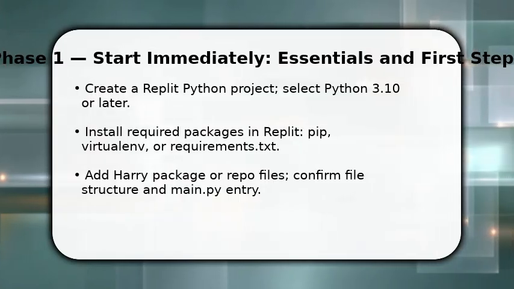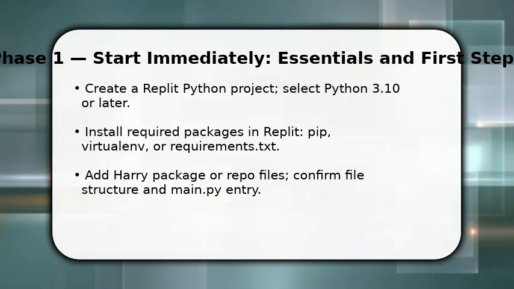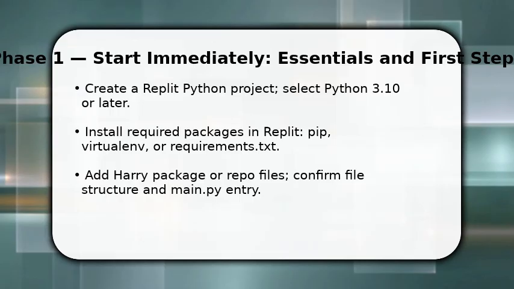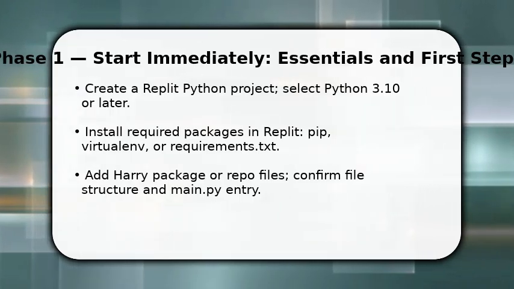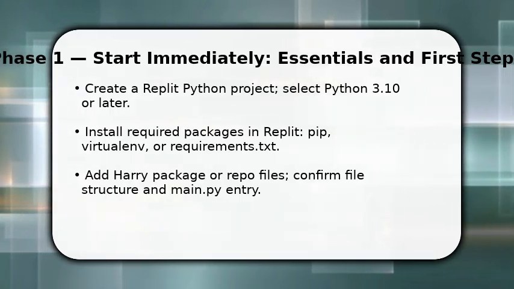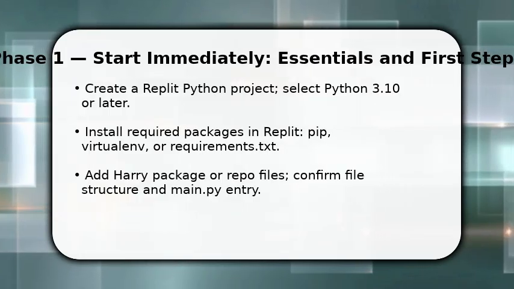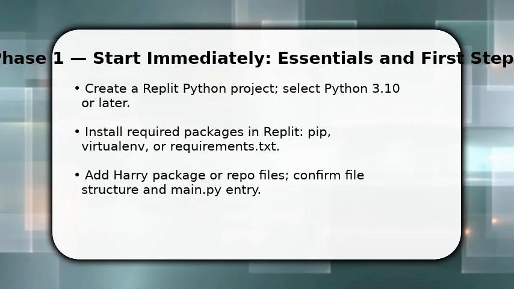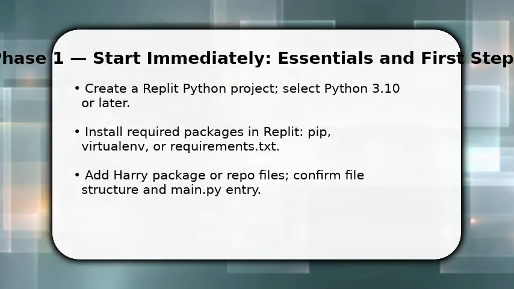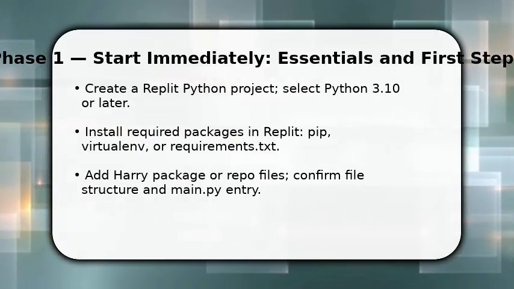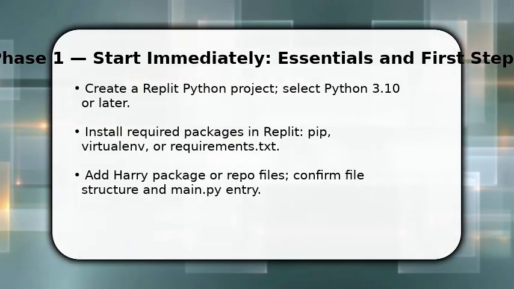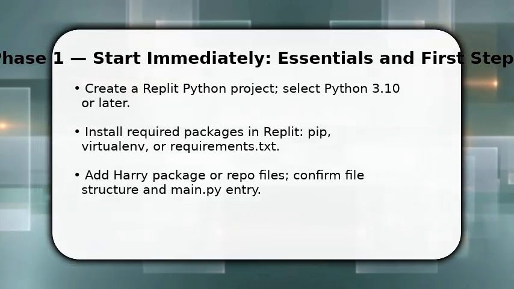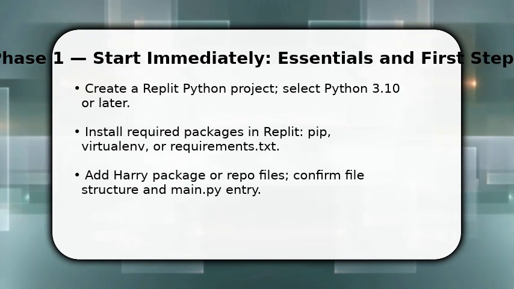You begin by opening Replit and creating a Python project. Choose a modern runtime. Next, add Harry's code or pip package into the project workspace because you need those modules available immediately. Once done, create a concise requirements.txt or run pip installs in the shell so dependencies resolve. Make sure main.py or app.py is present and points to Harry's entry function. This prevents runtime surprises later, and it gets you into the first actionable run quickly.